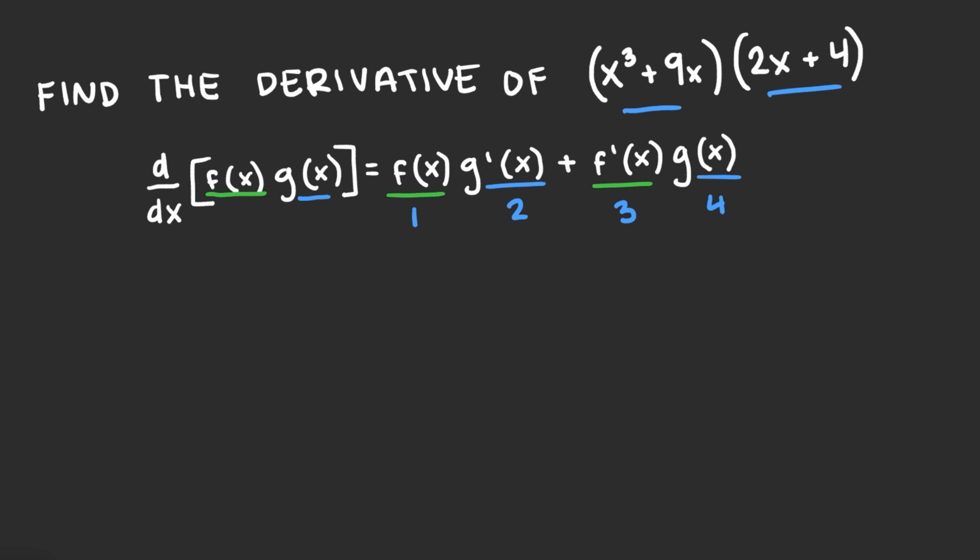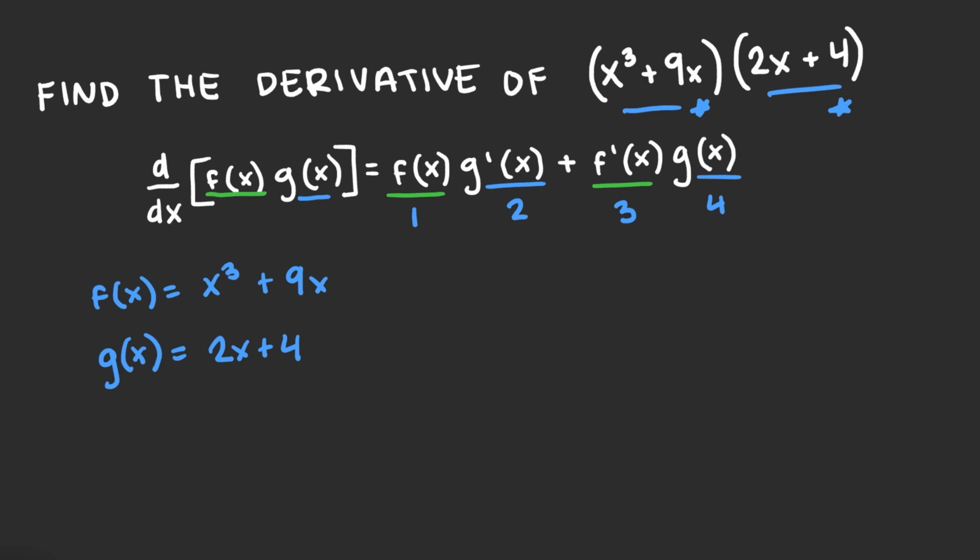Okay, so let's start with part 1. Let's identify f of x, which is just function 1. So it would be x cubed plus 9x, right? And then if we jump to part 4, it's just function 2, and we already have that right here. So we would just put 2x plus 4.